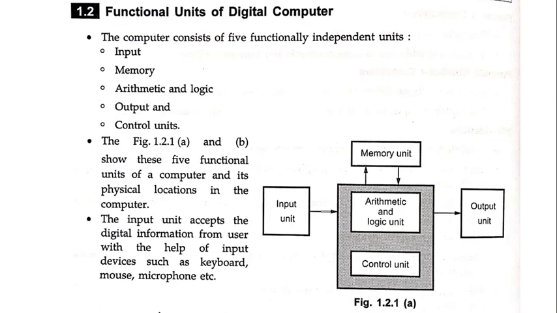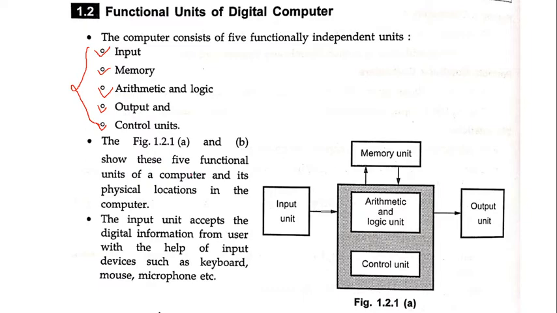Now, in this video lecture, we are going to see the functional units of digital computers. The computer consists of five functionally independent units. First, the input unit. Second, the memory. Third, the arithmetic and logic unit. Fourth, the output unit. And fifth, the control unit. So these five are the basic independent functional units.